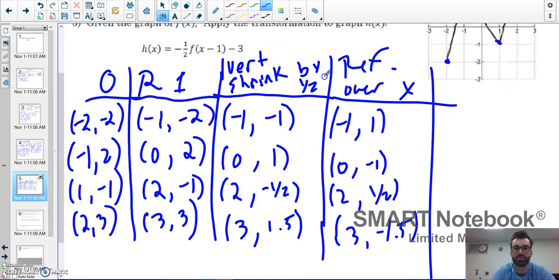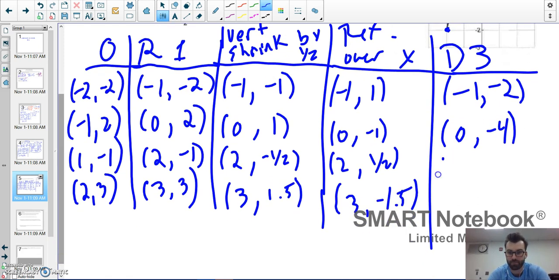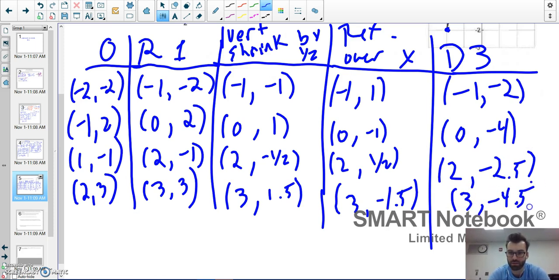Last thing, I'll take this -3, which means, since it's on the outside, I'm going to go down 3, which means I'm going to subtract 3 from every single y value. -1, -2, 0, -4, 2, -2.5, and 3, -4.5. Alright, there's our transformation. These are our last points.